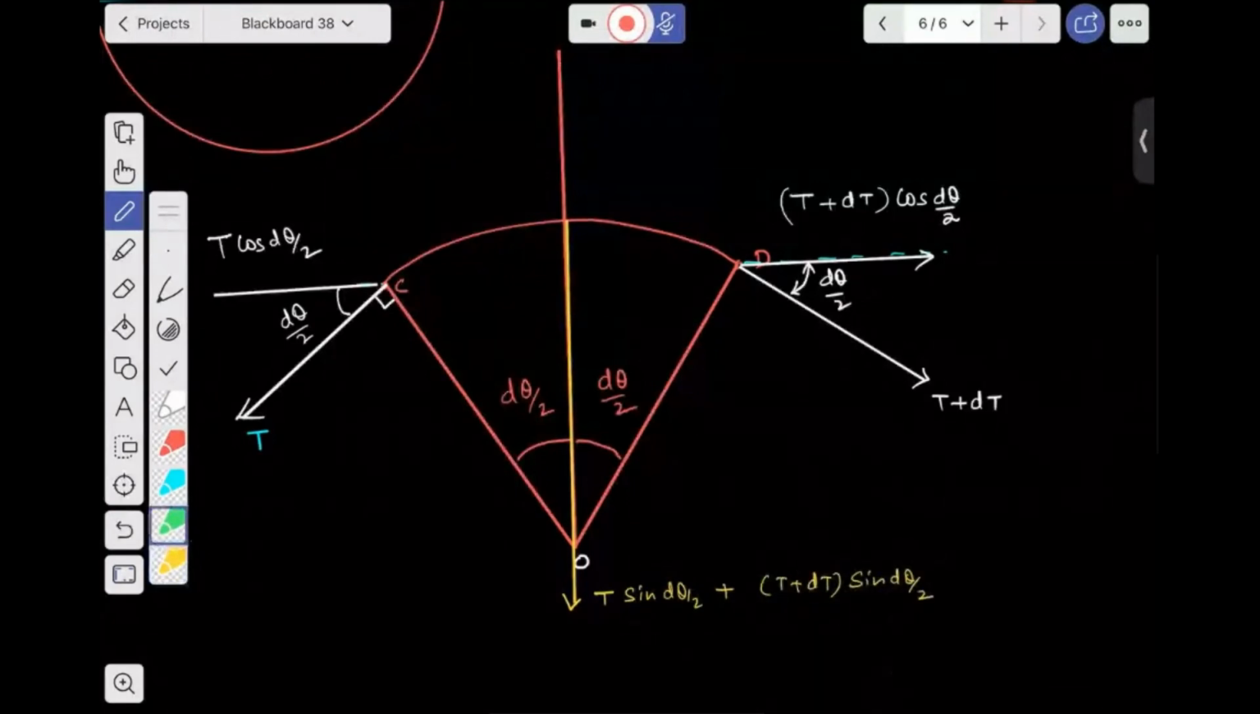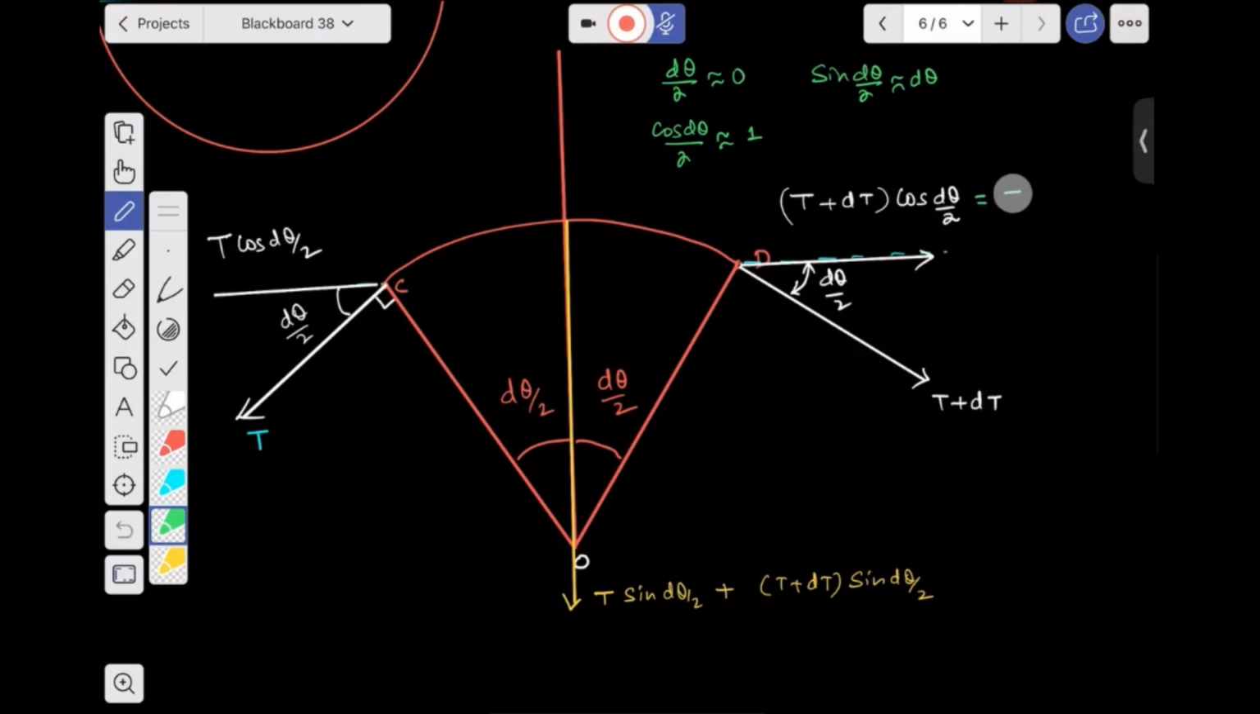We know that whenever an angle is very small, and what is small here? d theta by 2 is nearly 0. So cos d theta by 2 can be written as nearly equal to 1, and sin d theta by 2 can be written as nearly equal to d theta by 2. So this one becomes T plus dT, and dT is very small, so this is also going to be T. I can neglect the dT because dT is very small. So the net force in the horizontal direction is 0.